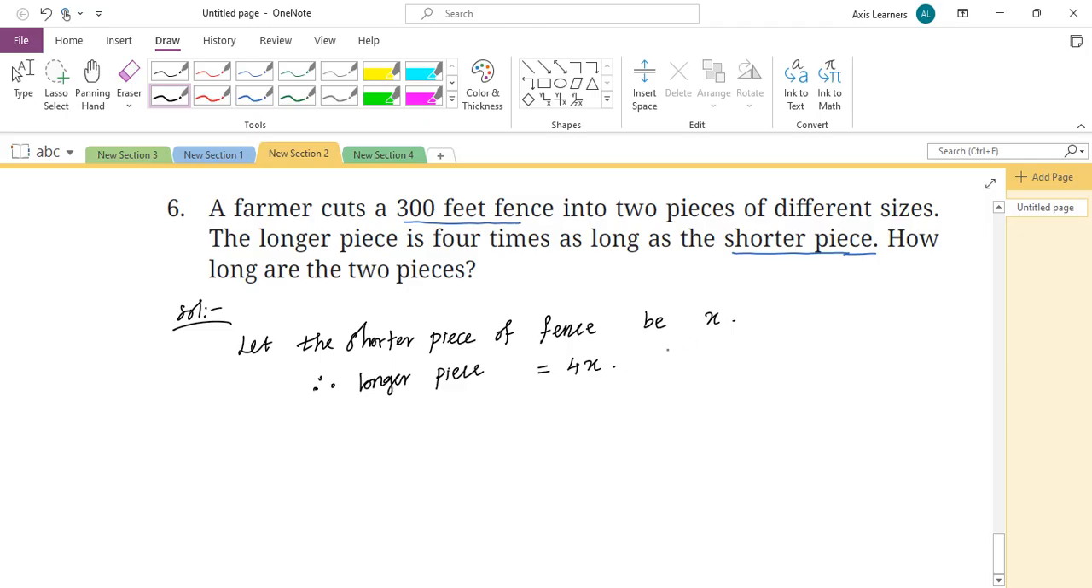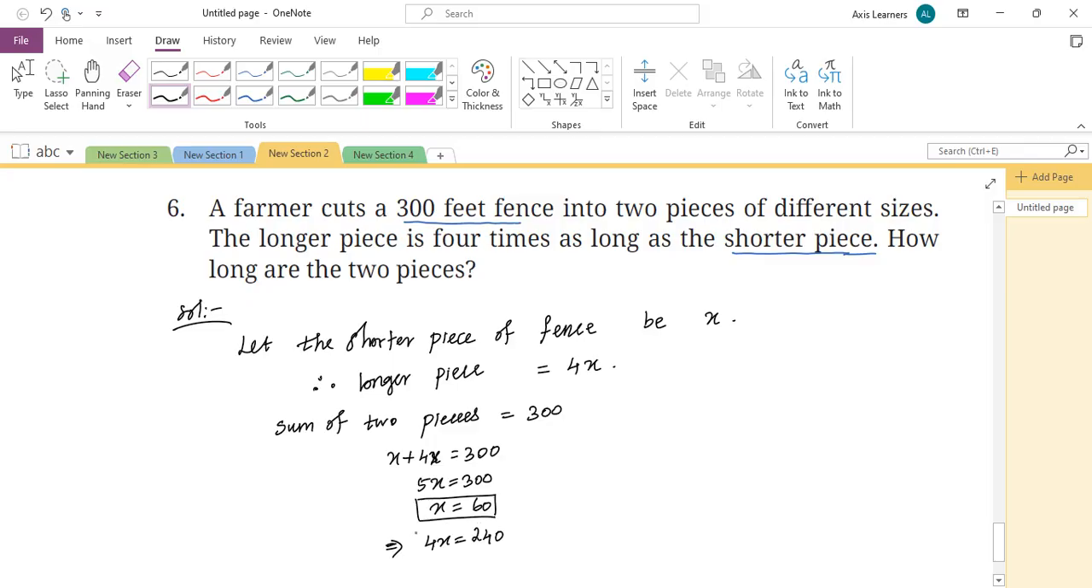Now we can add these two. If you add these two, we will get 300, right? So the sum of two pieces is equal to 300. That is x plus 4x equal to 300. x plus 4x, 5x. 5x is equal to 300. Then x is equal to 300 divided by 5, 60. Therefore 4x is equal to 4 into 60, 240.